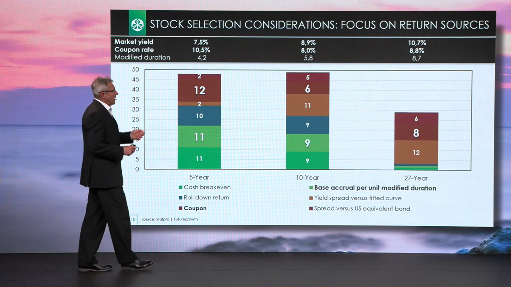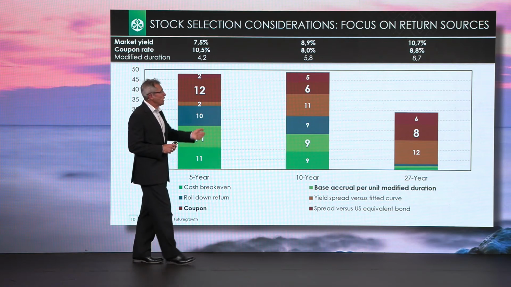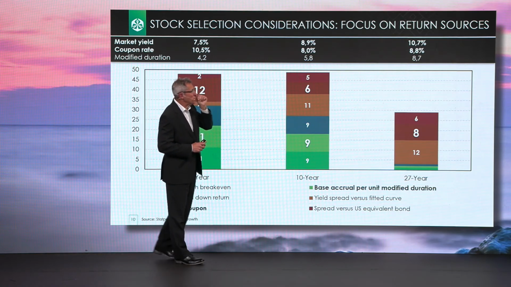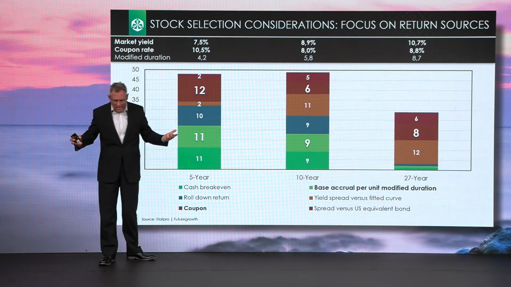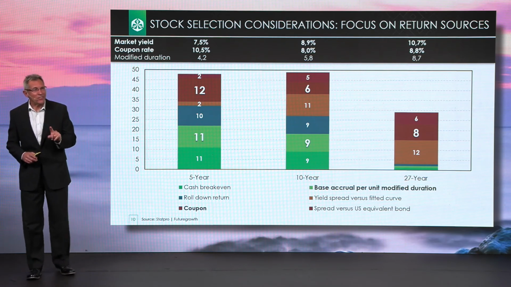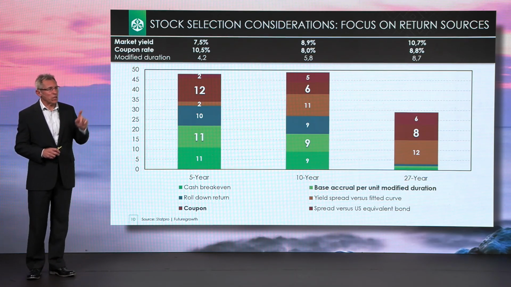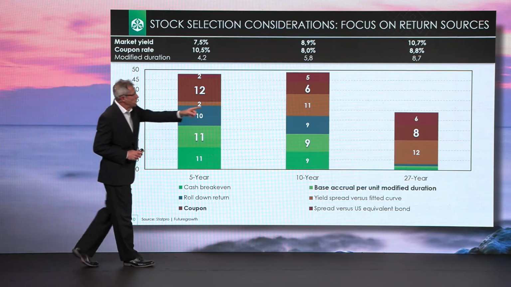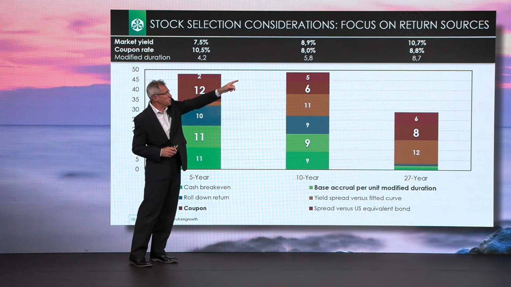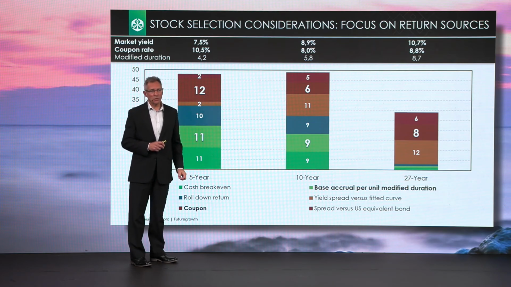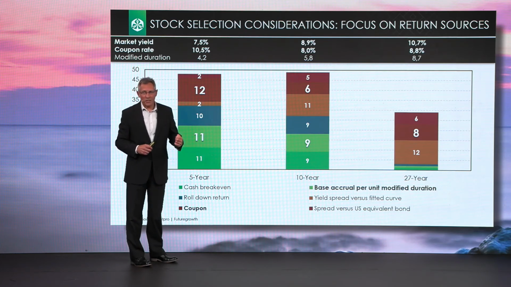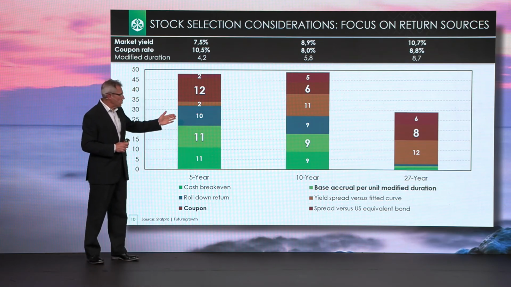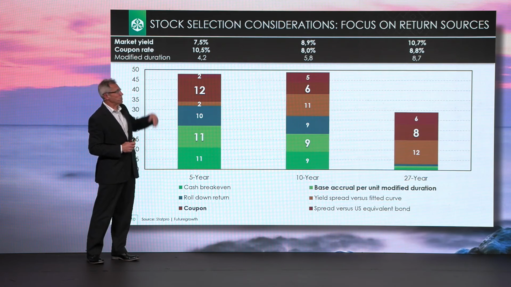You would expect the carry, the other word that we use for this, for the 27-year at 10.7 to be much more attractive than a 7.5 for the 186, clearly. However, you need to consider the risk that comes with that. The 2048 issue is trading at 10.7%, but with a modified duration of 8.7. It's a 27-year bond, so its modified duration will be longer. If something goes wrong, the price drop will be significantly more than the price drop of the shorter-dated 186, with a modified duration of only 4.2.